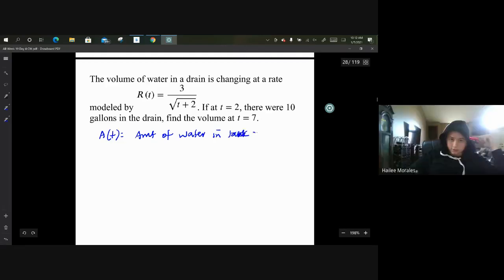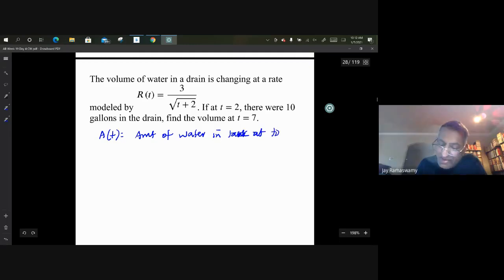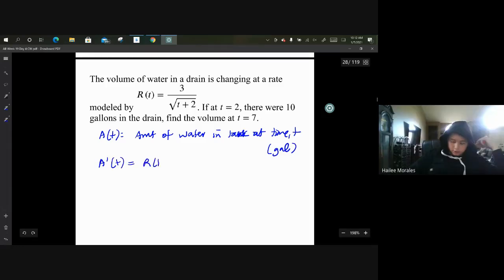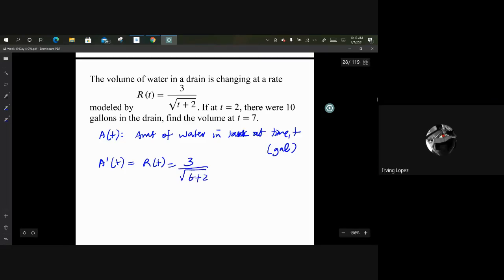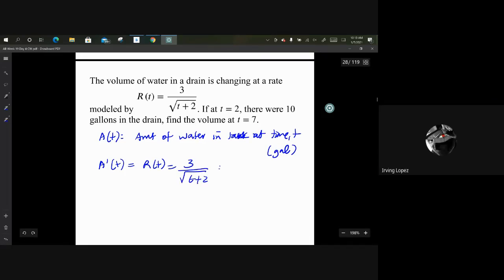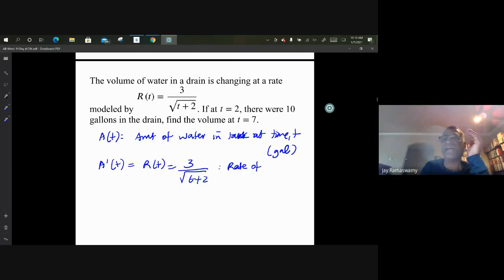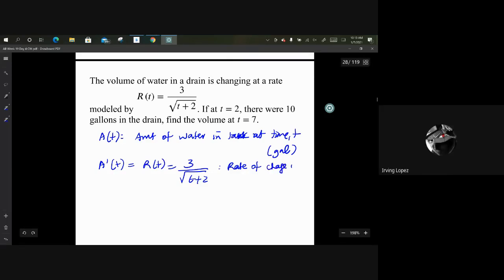Measured in gallons, because the amount is just being measured in gallons. And then A dash of T equals R of T, which is 3 over radical T. On a test, if we just started doing the integral without making the connection of A and A dash, the AP marks you down for it. They want this work shown.